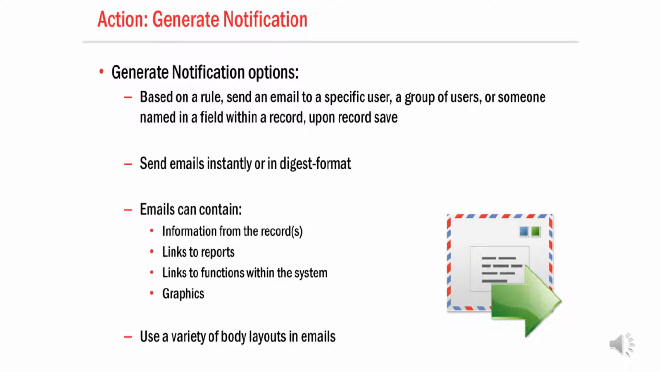The generate notification action delivers alert emails to select users when a record is added or updated. It can also send reminder emails based on date values. Recipients cannot opt out of receiving these emails. If you want to set up a notification that users can elect to unsubscribe, use the subscription notifications feature instead.